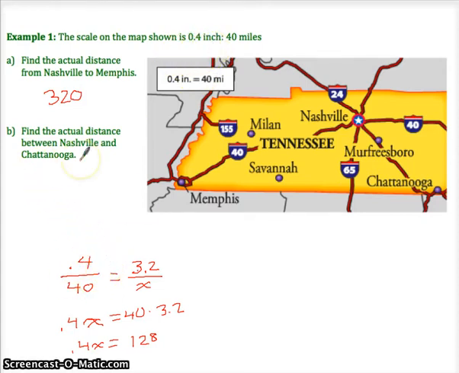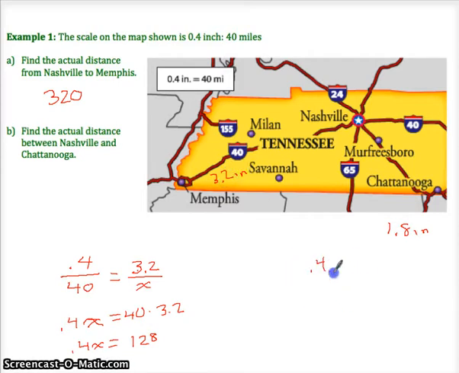Anyway, find the actual distance between Nashville and Chattanooga. All right, so from Nashville to Chattanooga, I see this over here. I use the real version with the real ruler. To make this easier, I'm going to say like 1.8 inches. So I get 1.8 inches in real life up there. I'm going to write this one here. This was 3.2, just so we know what that came from.